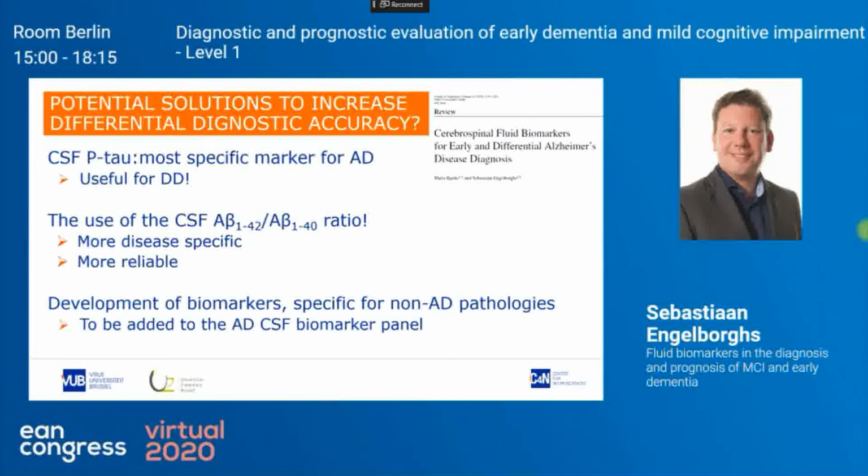What can be done to increase the differential diagnostic accuracy? Well, first of all, p-tau is the most specific marker for Alzheimer's disease. It is very useful when you want to discriminate Alzheimer's disease from non-AD subjects. The use of the A-beta 42 over A-beta 40 ratio is also helpful, as this is more disease-specific as compared to the use of A-beta 42 alone. In the future, we need to develop biomarkers that are specific for non-AD pathologies, and that can be added to the core AD-CSF biomarker panel. But this is for the future.